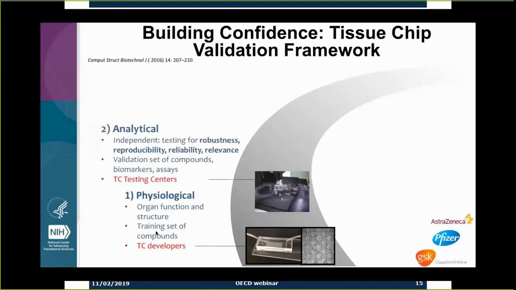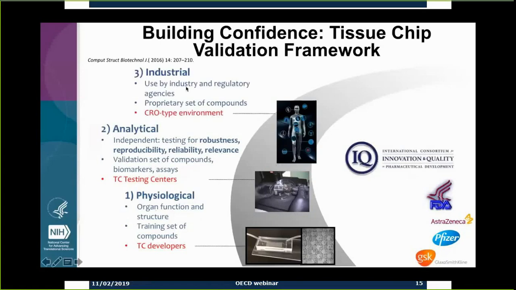The second stage of validation is the analytical, and this is done by independent testing centers, essentially testing for robustness, reproducibility, reliability, and relevance of the chips. This is done with a validation set of compounds, informed by the IQ Consortium and the FDA.